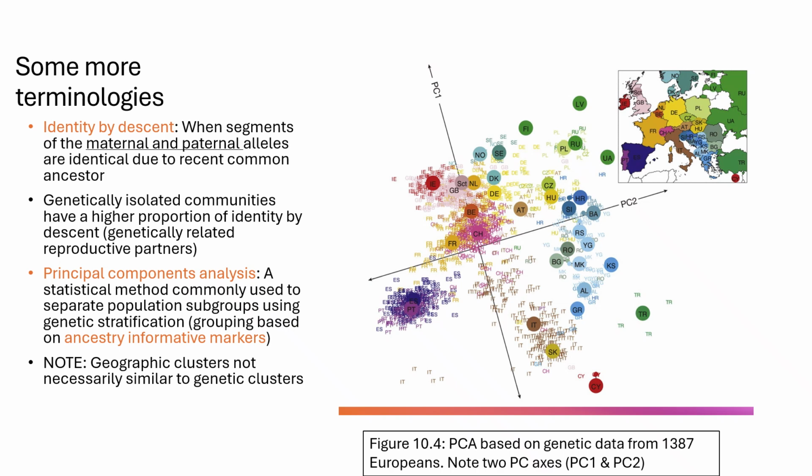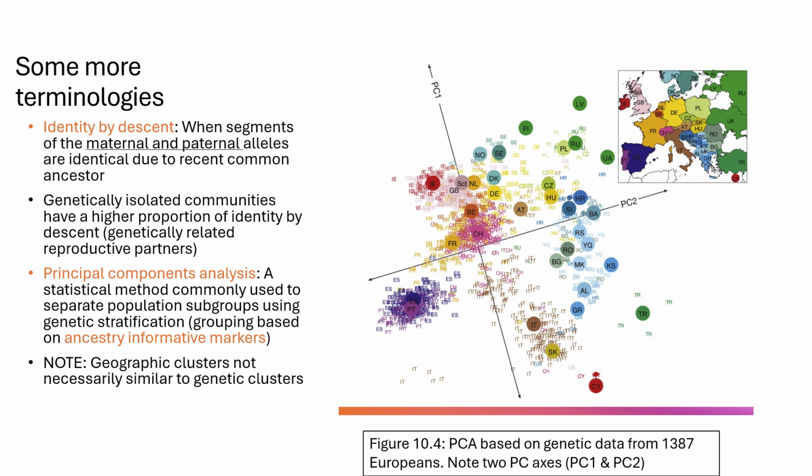Another concept I want to introduce to you is called principal components analysis. It's a very, very statistical terminology. You'll only be coming across that if you're calculating polygenic risk scores or dealing with large population level data. So what is principal components analysis? It is a statistical method commonly used to separate population subgroups using genetic stratification. So there are different DNA markers for different ancestral populations. These are called ancestry informative markers, and statisticians are able to, just based on these DNA markers, separate out different ancestral population subgroups using this.